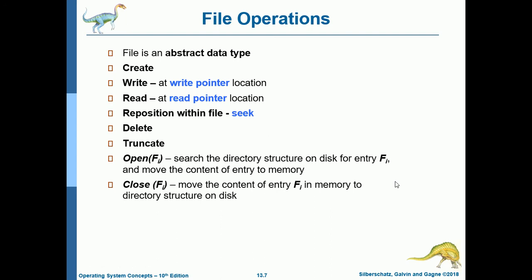Okay, next we have file operations. So a file is an abstract data type, and these are the common operations that are done on a file. Commonly, file operations that are general to all files. So of course, we have create. You know how to create a file, a new document, a new slideshow presentation, a new Excel file.